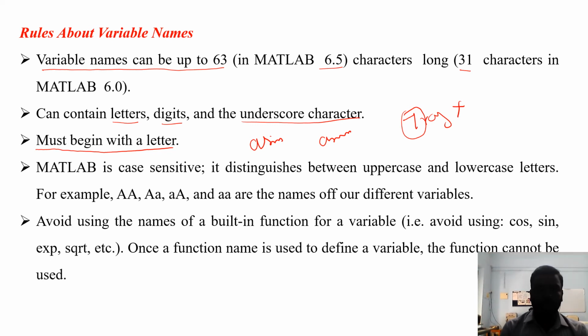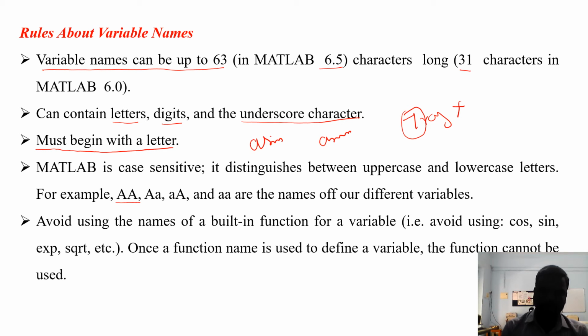And a third one, MATLAB is case sensitive. It distinguishes between uppercase and lowercase letters. For example, AA is one variable name, A capital and small a is another variable name, and small a capital A is yet another variable name. MATLAB treats these three as different names. As human beings, we know only the name is the same, but MATLAB treats all of them as different names.